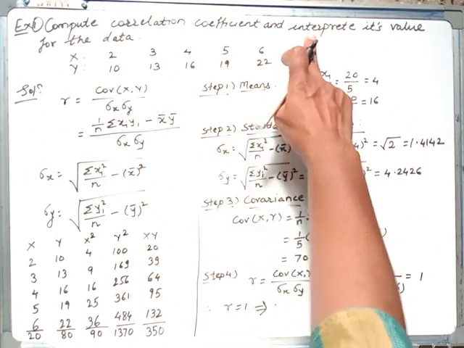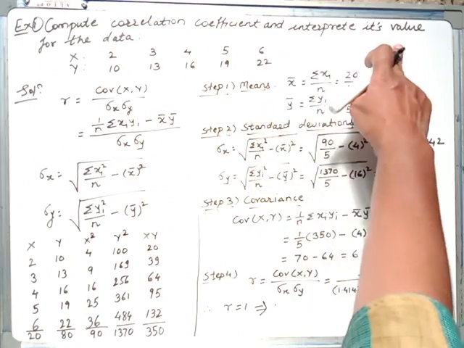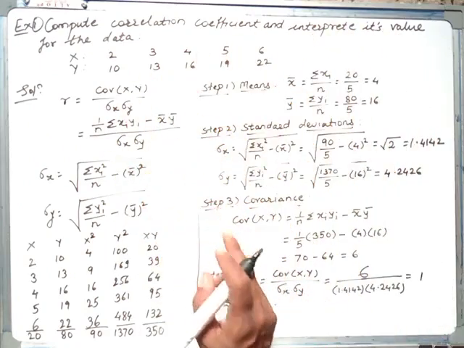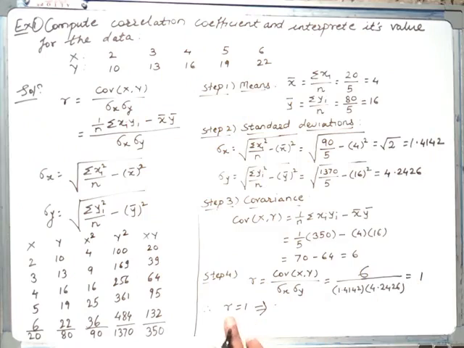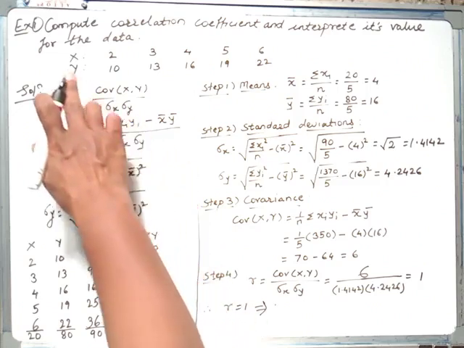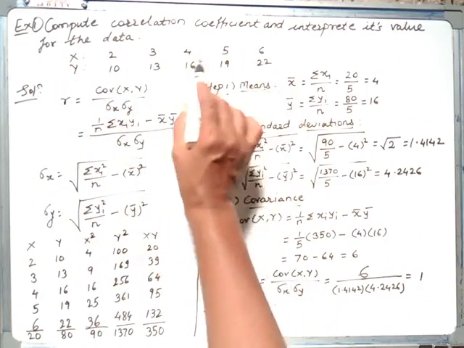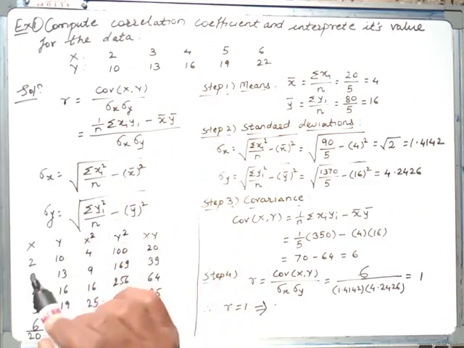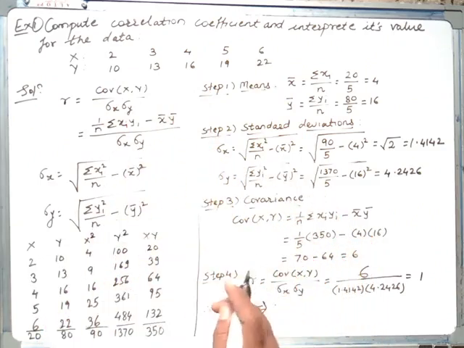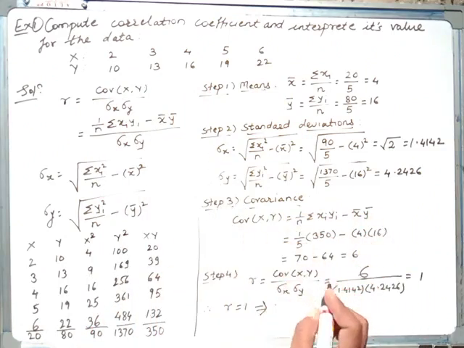What we have to do is interpret its value for the data, right? So you know r is equal to 1. Already we have written the interpretation of the value of r. So if r is 1, there will be a perfect positive correlation between the variables x and y. Also you can observe as x increases, y also increases. So in a scatter diagram, there will be an increasing graph.